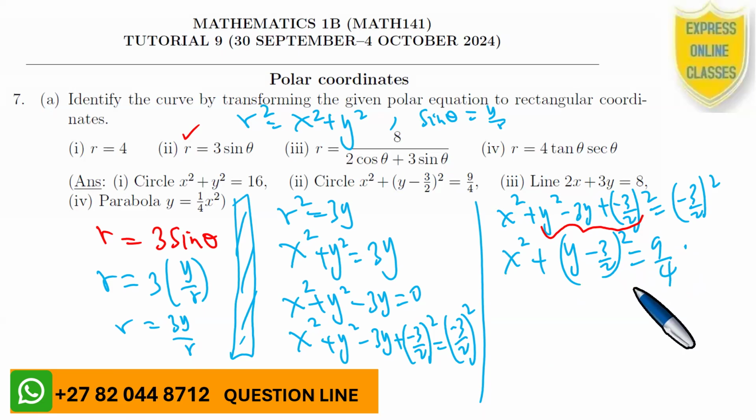Any question? Make sure you understand these things.